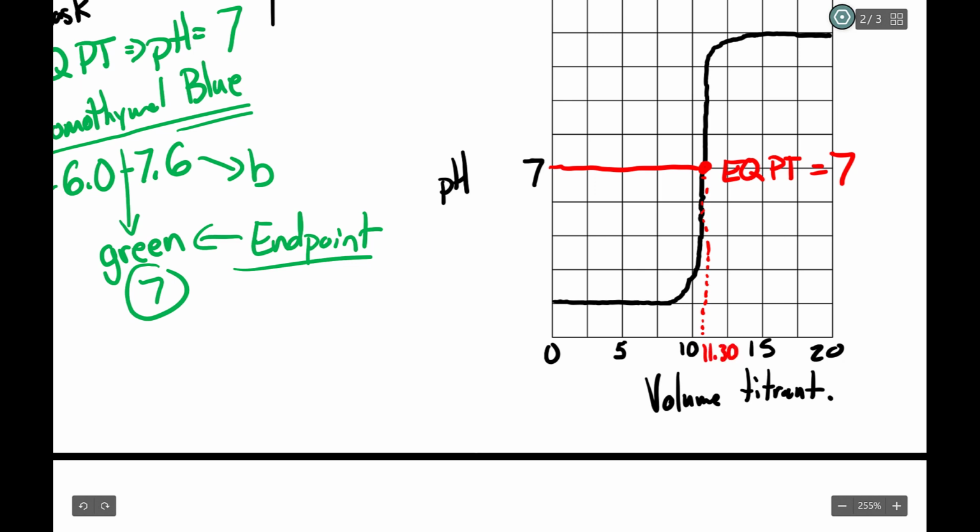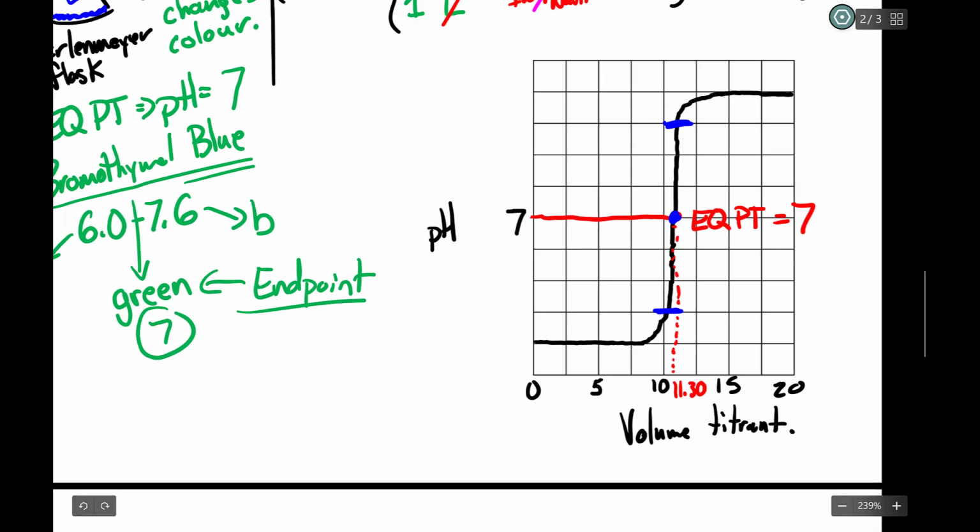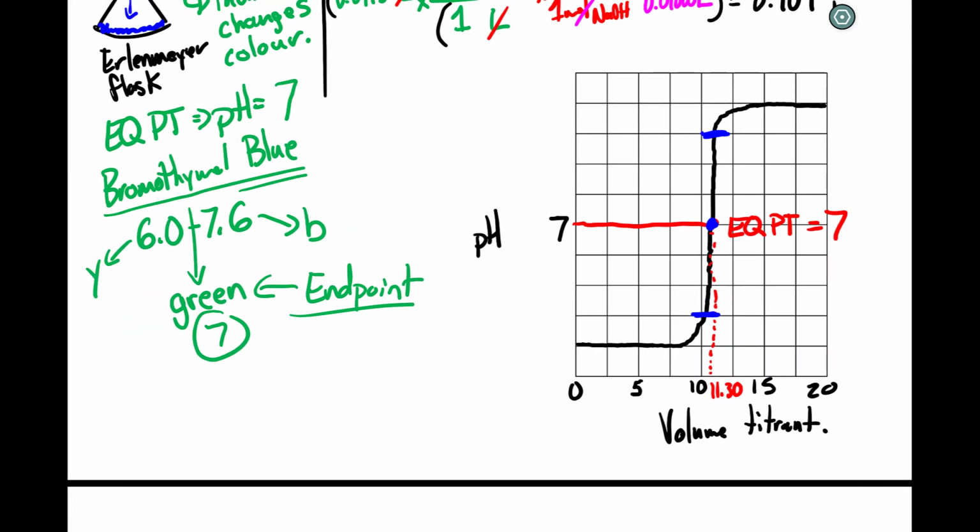11.30. And what you'll notice is as this starts to climb and become vertical, it would be there and there, and about halfway between those 2 points, we would find 7. And that's what the pH curve would look like for a strong acid being titrated with a strong base with only a couple of definite values. I know the volume is 11.3 at the equivalence point. I know the pH is 7, but I didn't know where it started or where it ended. This is just a rough sketch of what it would look like.